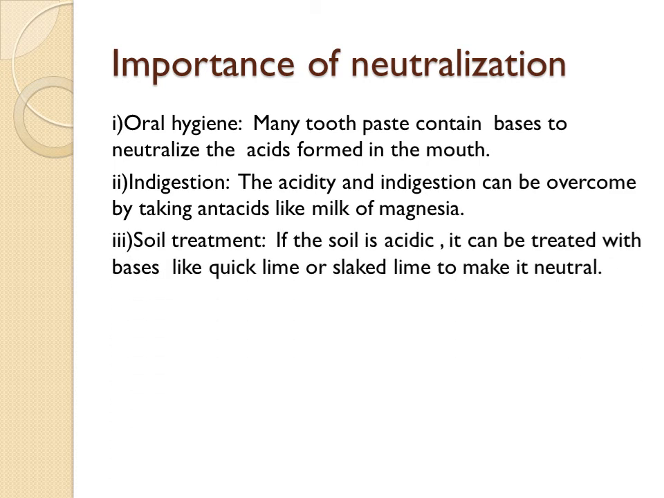Next one is soil treatment. If the soil is somewhat acidic and thus unfavorable for growing certain crops, slaked lime is added to neutralize the excess acid. Slaked lime is calcium hydroxide. So to neutralize the effect of acidity of the soil, slaked lime can be used.